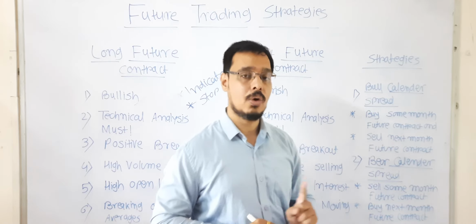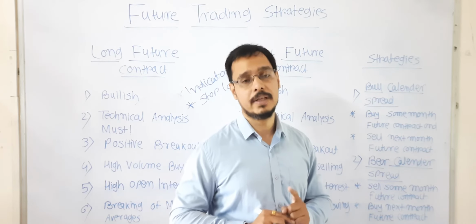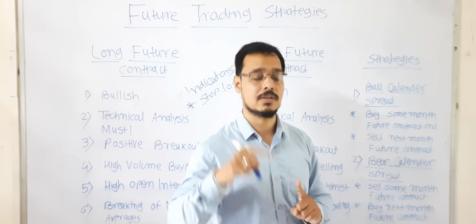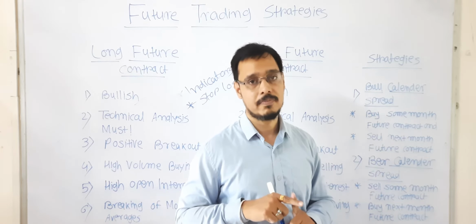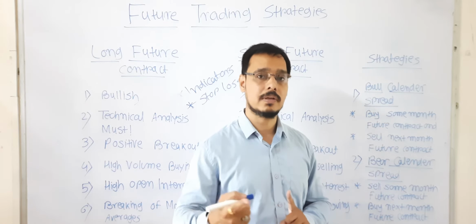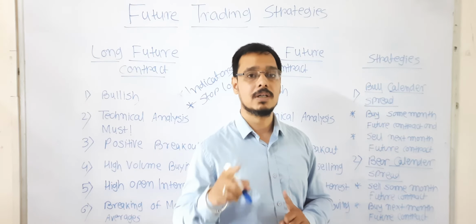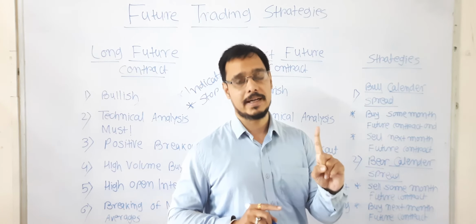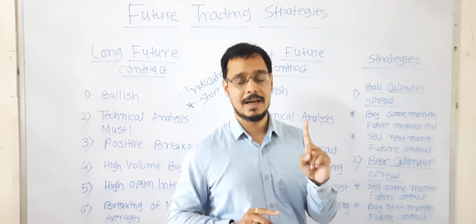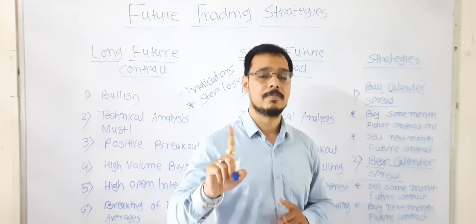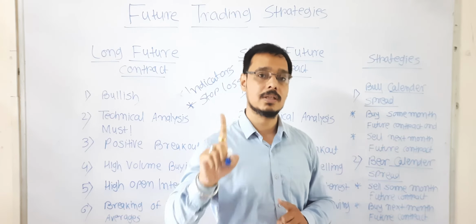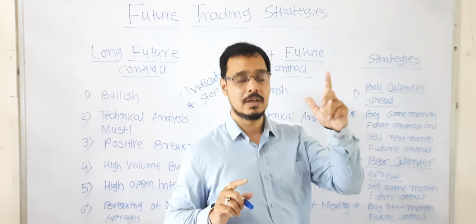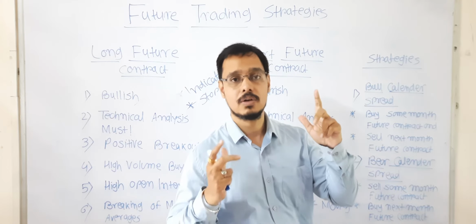For example, you are bullish on the Nifty, you will buy the September month contract, same month, September month contract of Nifty. Simultaneously, you will sell the October month contract of the Nifty. If you are buying one contract of September month, at that time you are selling one October month contract. So you are bullish in September month and you are bearish in October month.